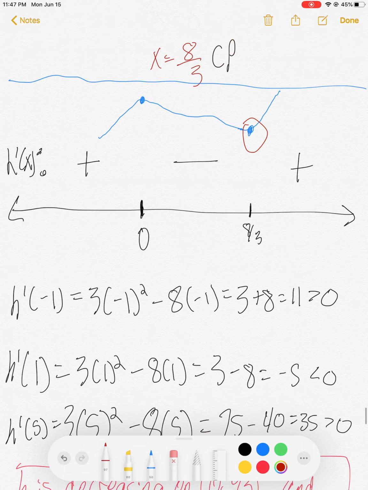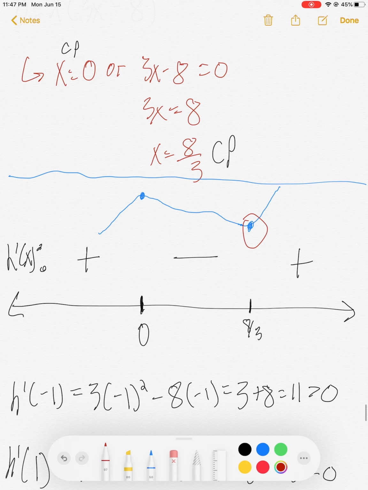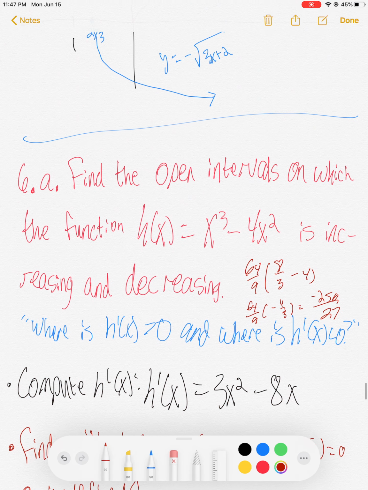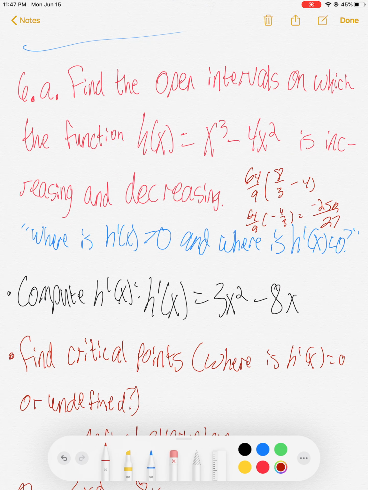I think that you could probably leave it, or if you have your calculator, you can do that. This was negative 256/27, and it's also possible that I made a mistake there. So don't bet your life on me there. But in any case, we now have our local max and our local min.